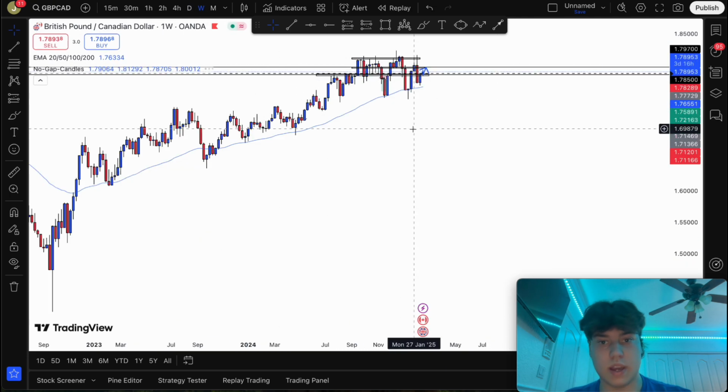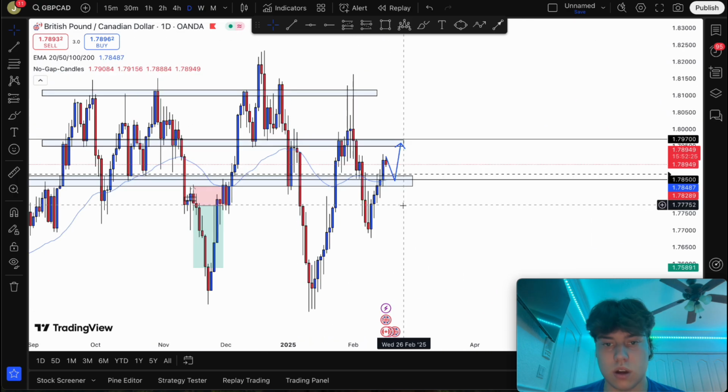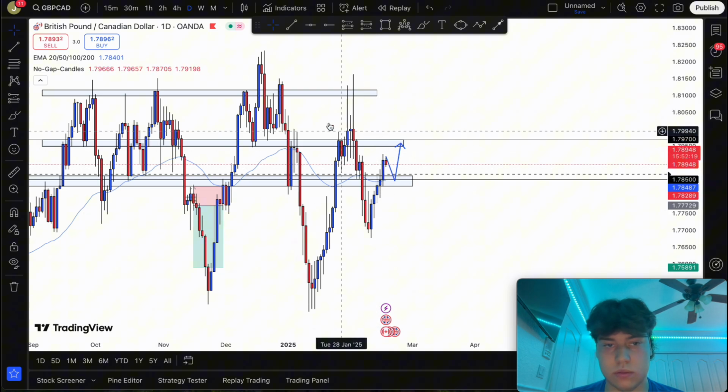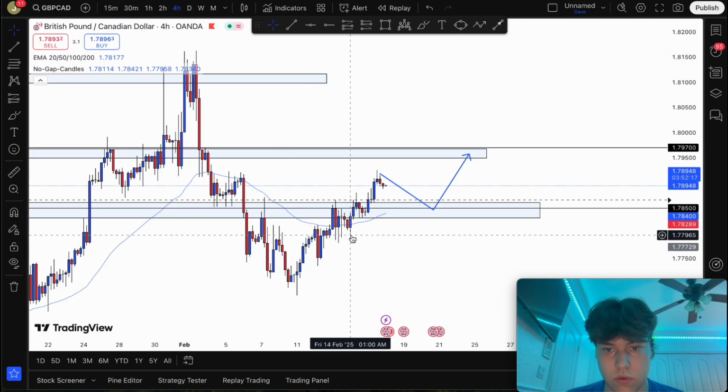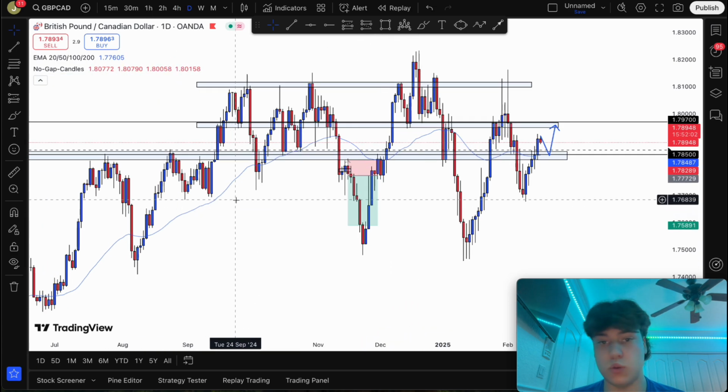Next, we have GBP CAD on the weekly time frame. We are bullish. On the daily time frame, we are bullish. This is the higher high. This is the higher low. On the 4-hour, we are also bullish. This is the higher high. This is the higher low. On the daily, we have this beautiful area of interest.